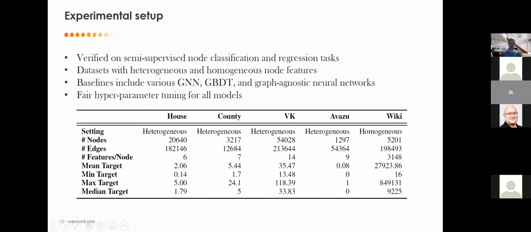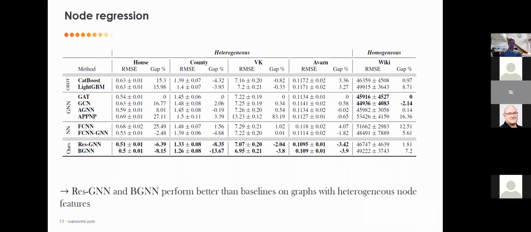And these are examples of the datasets that we use for node regression tasks. So for node regression, we try to predict a single number per node. And the features, for example, for the house, as I said, include the number of inhabitants, the area, geographical positions, and so on. For the node regression task, we have the following results.